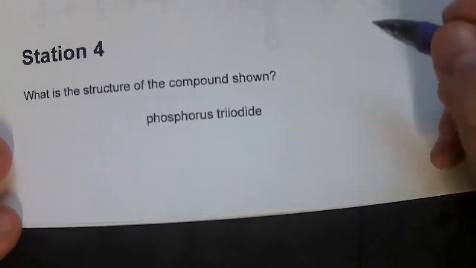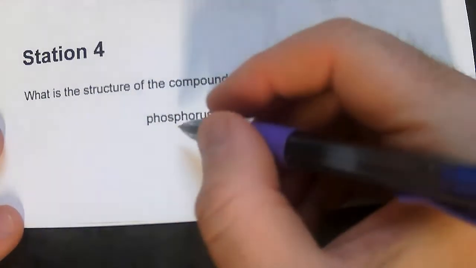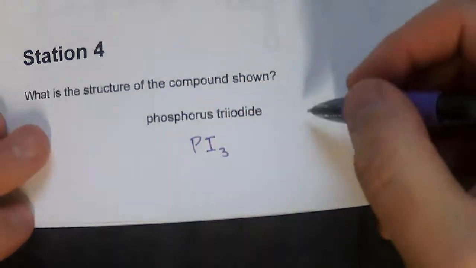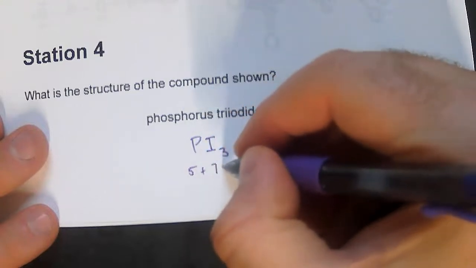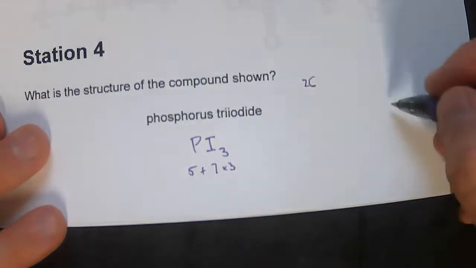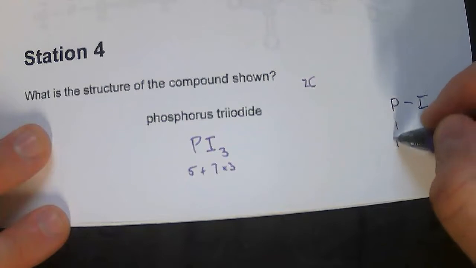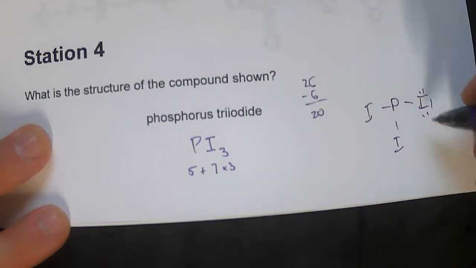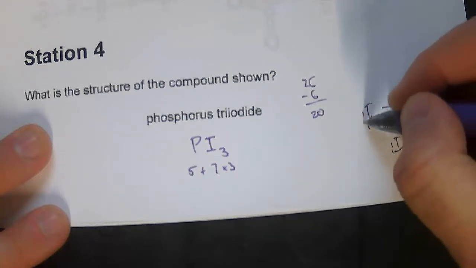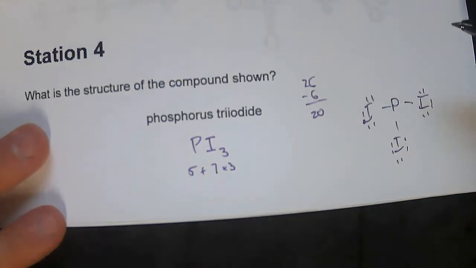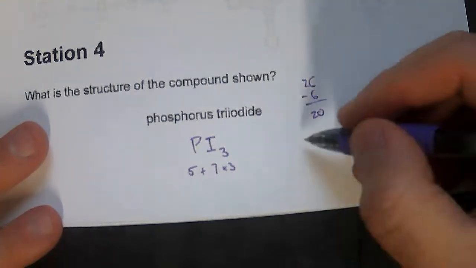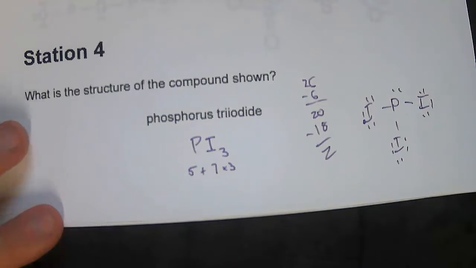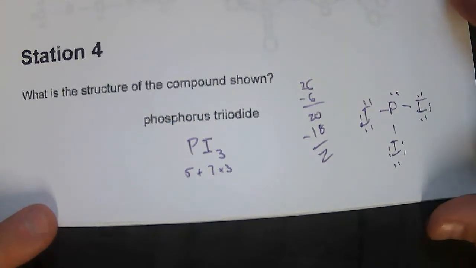Okay, station 4. What is the structure of the compound shown? So here, I think it's better to give a formula and then we can draw it. Okay, so this is 5 plus 7 times 3. So that's 26 electrons. We'll put phosphorus in the middle. Down to 20. We do 2, 4, 6, 8, 10, 12, 14, 16, 18. It's lots of 6 electrons around the exterior atom. So we put 18. We're down 2. The extras go around the central atom. So that's that compound.